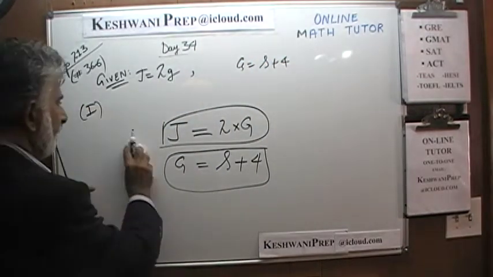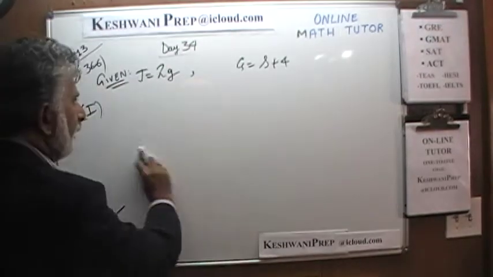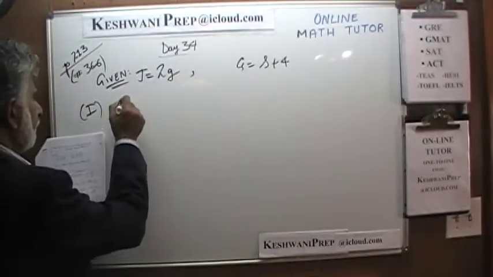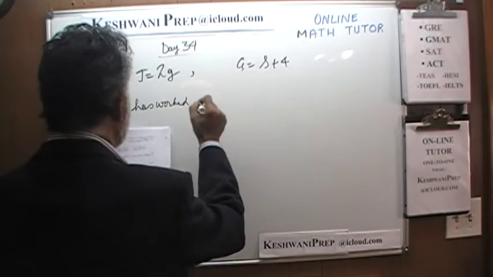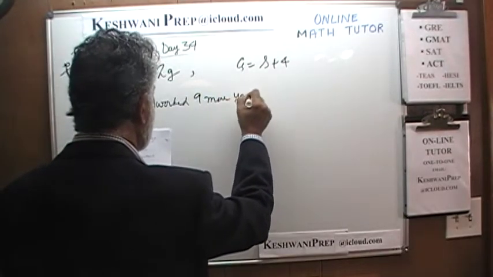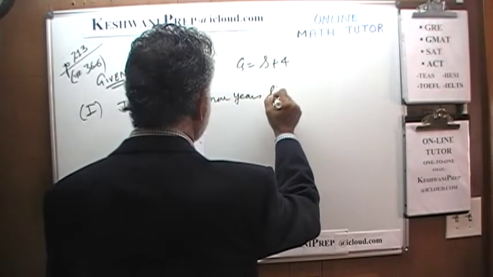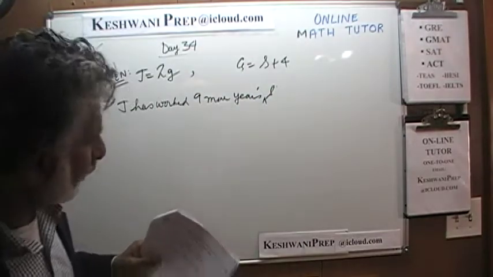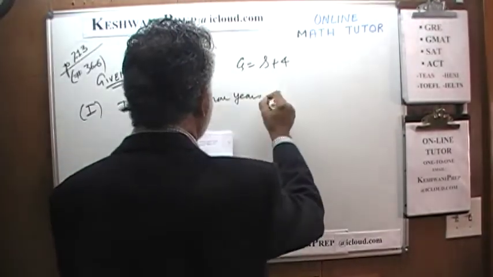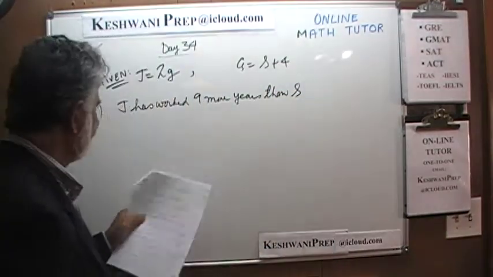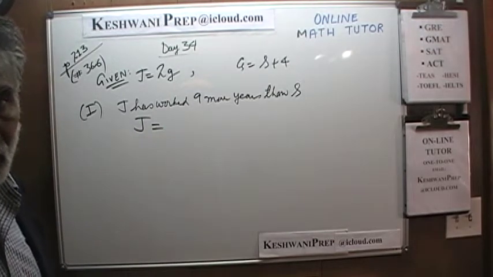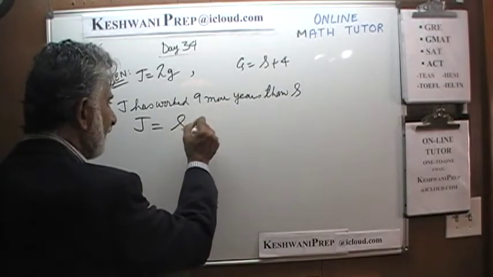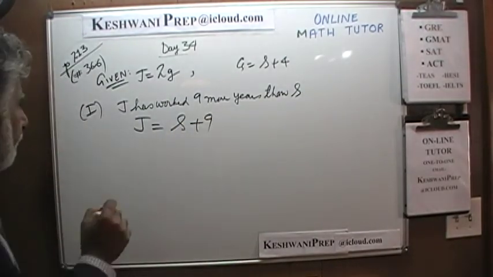Now we can look at statement 1 and see if it gives us something useful. It says J has worked 9 more years than S. There you go. How many years has J worked? I don't know, but I know he's been here 9 years longer than S has. So however many years S worked, J has worked 9 more years. That's it, we're done.